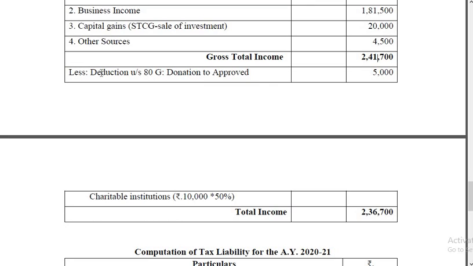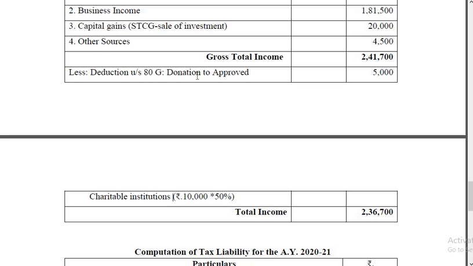Now look at the deduction under 80G. Donation to approved charitable institution. The actual amount is 10,000. Here, this will come under donations with limit.